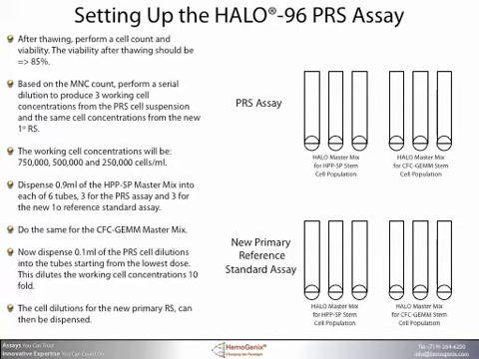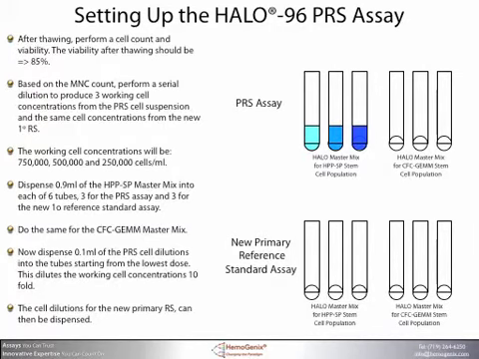Now, after thawing, perform a cell count and viability. The viability after thawing should be equal to or greater than 85%. Based on the mononuclear cell count, perform a serial dilution to produce 3 working cell concentrations from the PRS cell suspension and the same cell concentration from the new primary reference standard. The working cell concentrations will be 750,000 cells, 500,000 cells, and 250,000 cells per milliliter.